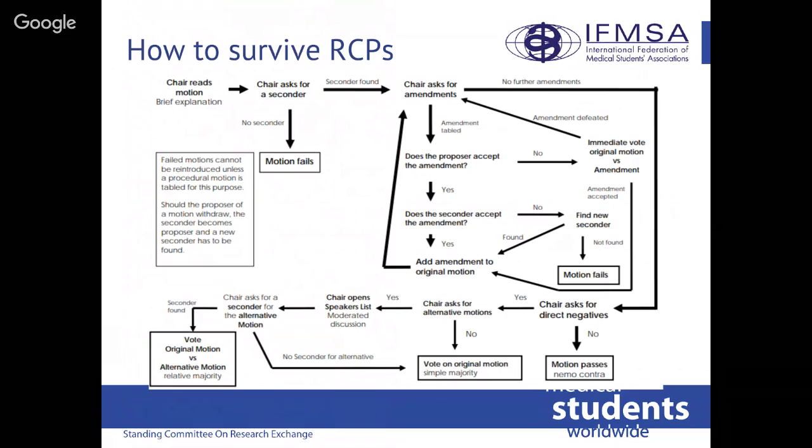As you might have heard, it's kind of complicated, and indeed it can get complicated. So the idea is that we simplify this as much as possible. And that's why we want discussions to take place before the March meeting, so that we don't have to go through this complicated maze of finding new seconders and tabling new amendments.